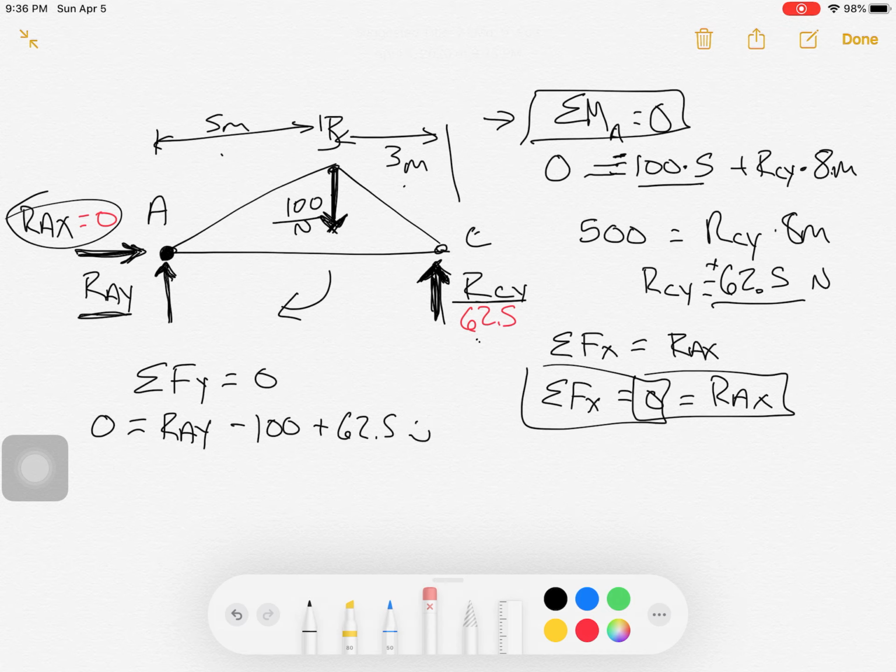All right. So I'm going to go ahead and do a little bit of algebra. 0 equals RAY minus 37.5, and I just took negative 100 and 62.5 and added them together. I'll move my negative 37.5 to the other side, and I'll find 37.5 equals RAY. And now we've solved for RAY, and I can go ahead and write it on here.